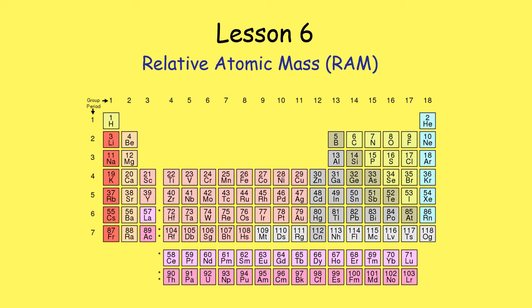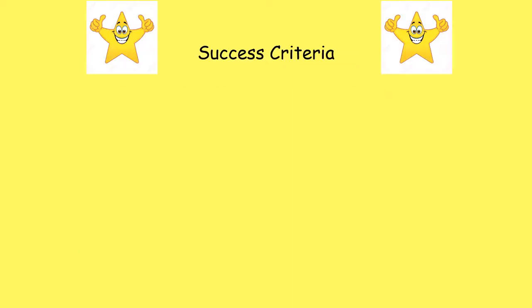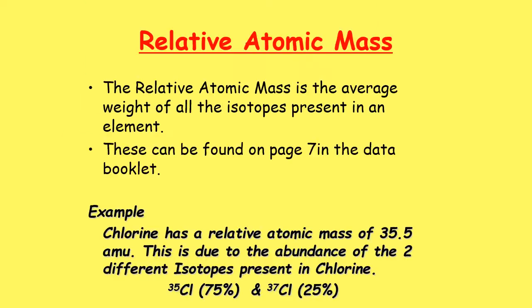So National 4-5 Chemistry, Atomic Structure. This lesson is your final lesson on atomic structure, and it is to do with working out relative atomic mass, also known as the RAM. The aim of it is to be able to calculate relative atomic mass and also to understand what relative atomic mass is. In terms of success criteria, we want you to be able to say what relative atomic mass means and be able to calculate relative atomic mass.